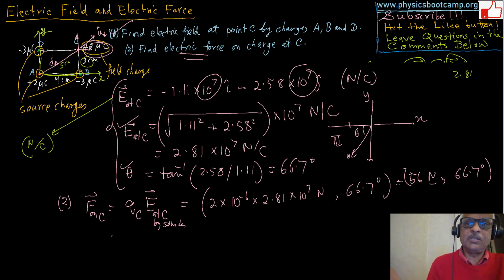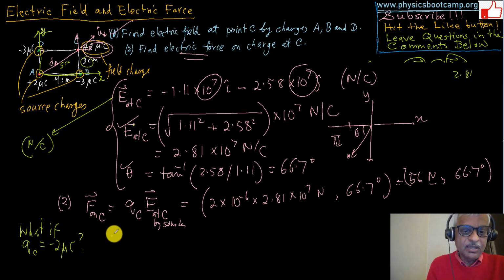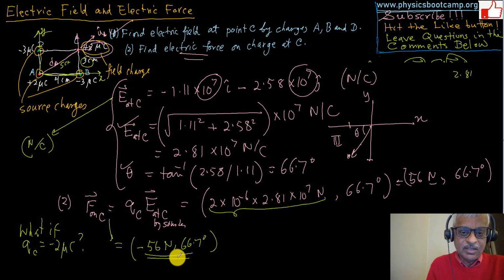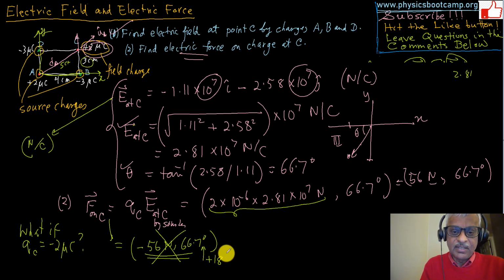Now let's see what will happen if QC was minus 2 microcoulomb. Well, we'll do the same thing. So this will come out like this, but when you multiply, it's going to be minus 56 newtons and 66.7 degrees. But this is not correct. This is not the way you should write it. You should say, I'm going to make it positive and make this guy plus 180 degrees. Okay, so that's going to be 56 newtons.